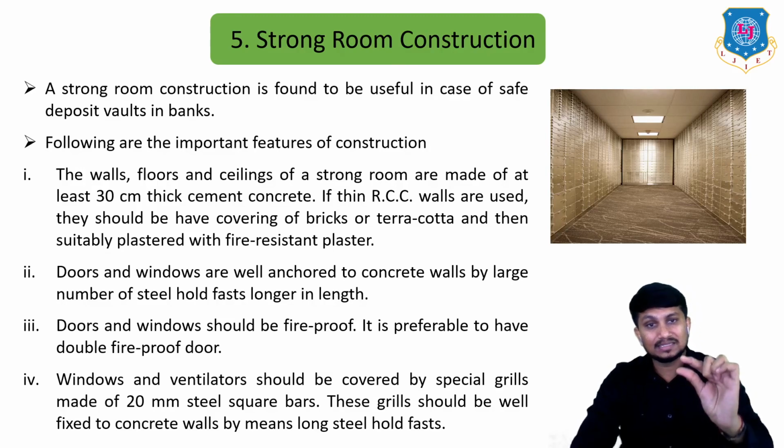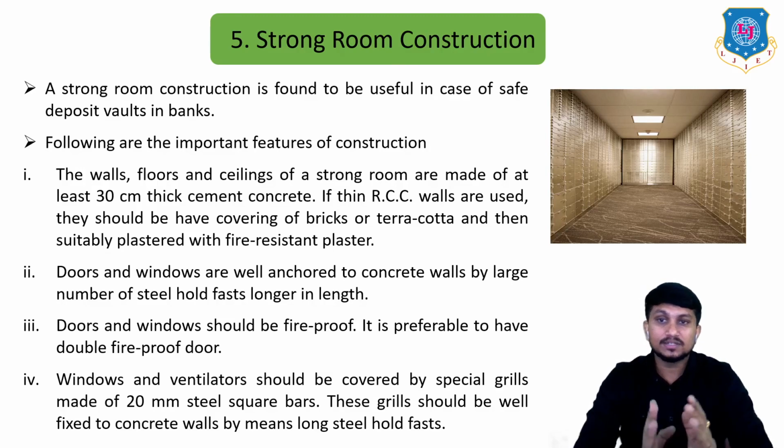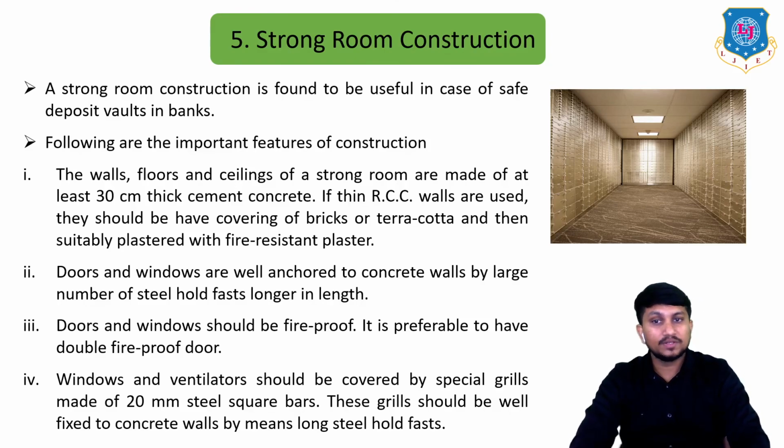If thin RCC walls are used, they should have a covering of bricks, terracotta, and then be suitably plastered with fire-resistant plaster. Doors and windows are well anchored to concrete walls by a large number of long steel holdfasts. Doors and windows should be fireproof. It is preferable to have double fireproof doors.